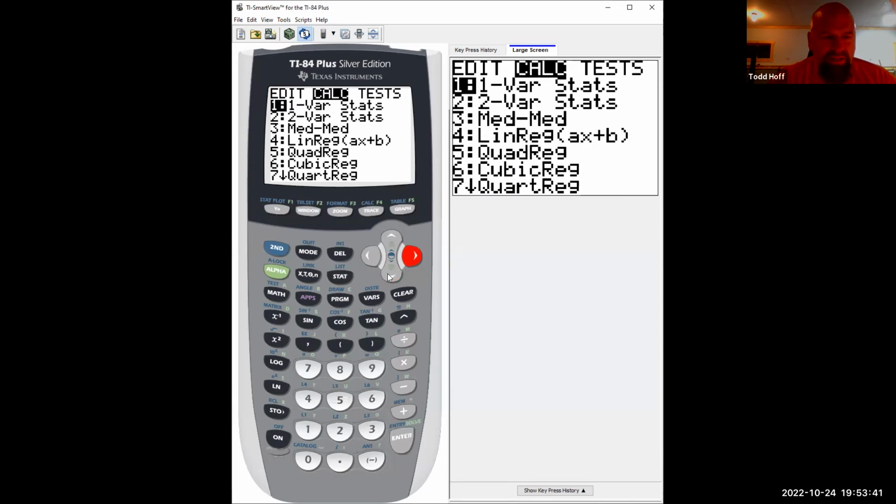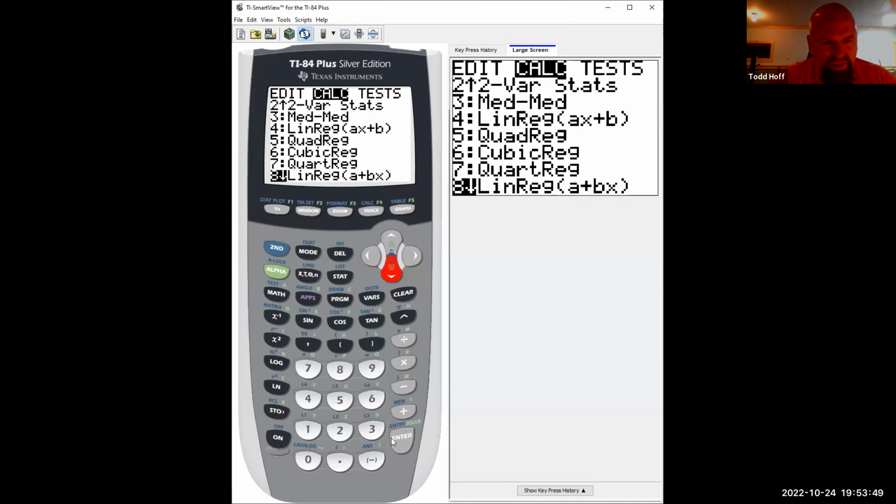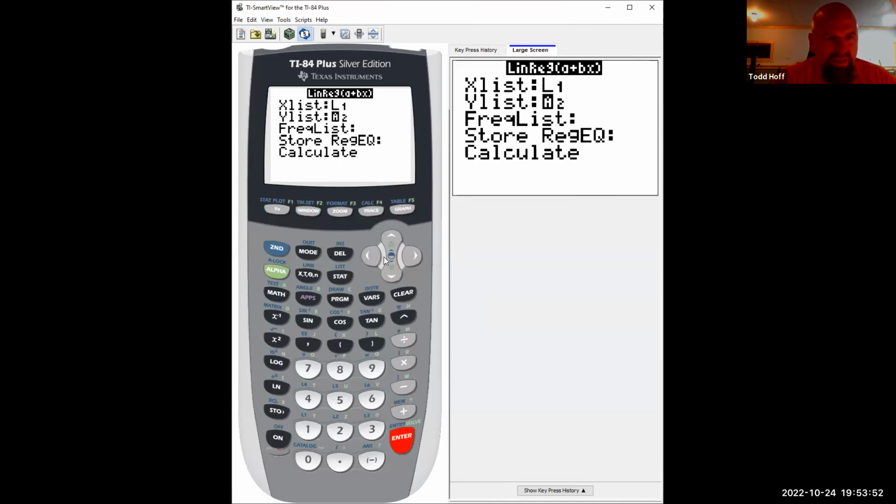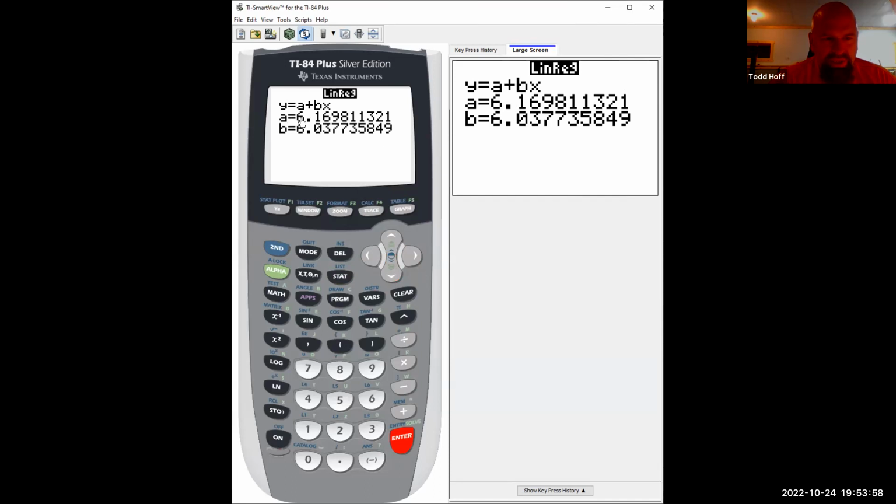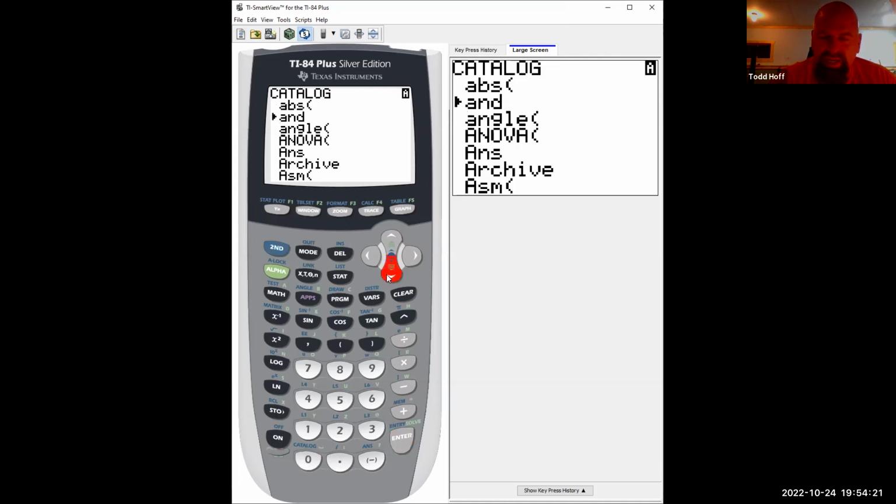Now, if I do my stat calc, and I go down to linreg A plus BX, you'll notice it gives me the equation A and B, but it does not give me R or R squared down here. It just gives me the equation, which is what your calculator most likely is giving you at this point. So in order to get it to give me that R, that correlation coefficient R, and then we'll explain what R squared is later, we have to turn diagnostics on. So you do second catalog, and you just arrow down to diagnostics.